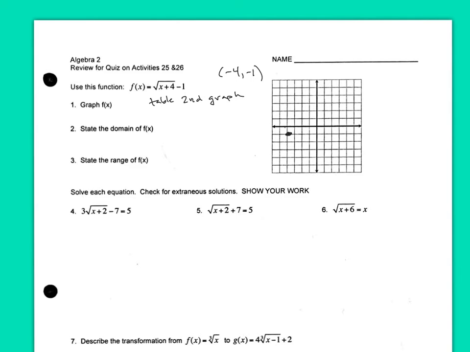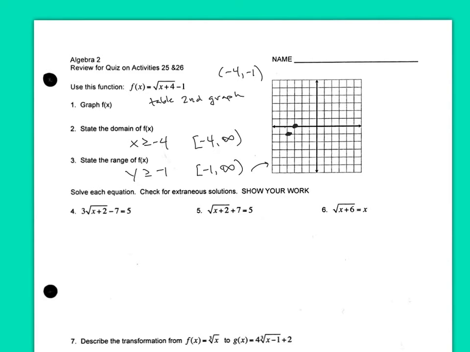Now this point also controls the domain and range. So you can write x is greater than or equal to -4. You could also write -4 to infinity. For the range, you could write y is greater than or equal to -1 or -1 to infinity, because as you can see on the calculator, the graph goes up and to the right. So the x's are getting larger and the y's are getting larger.